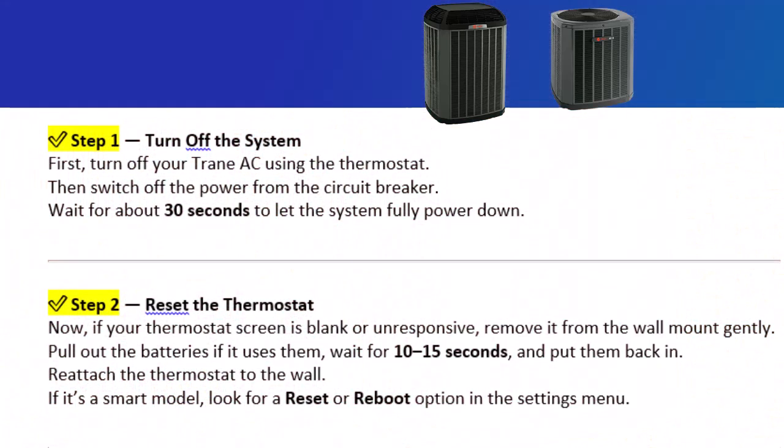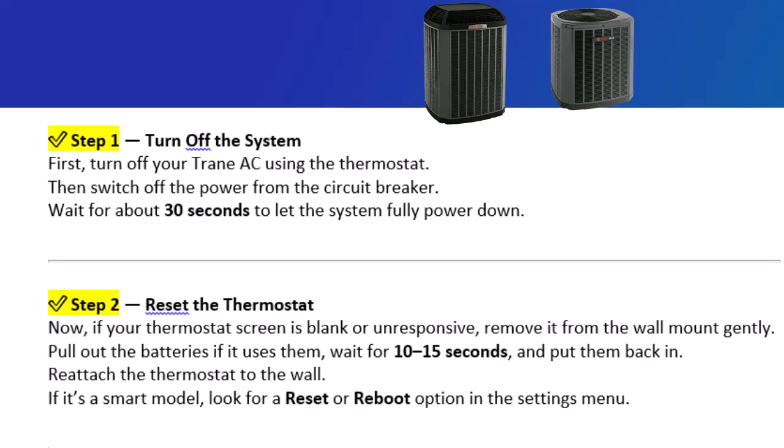Step 1. Turn off the system. First, turn off your Trane AC using the thermostat. Then switch off the power from the circuit breaker. Wait for about 30 seconds to let the system fully power down.